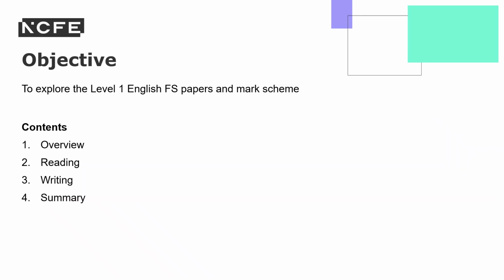The objectives of this session are to explore the Level 1 English Functional Skills papers and mark schemes. So we'll have an overview, then we look at the reading, the writing and a summary at the end. This CPD session is designed to support English Functional Skills teachers in understanding the structure and the demands of the Level 1 Functional Skills English assessment and mark scheme.